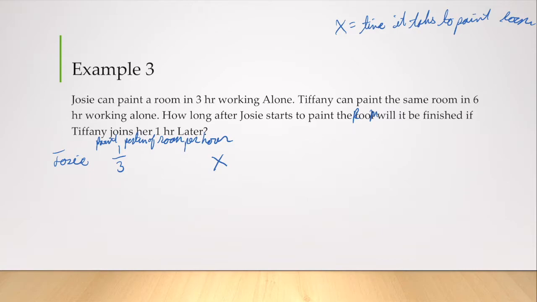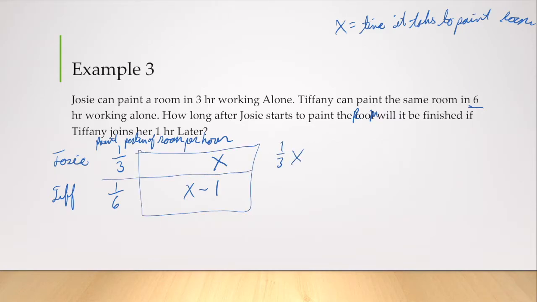And then Tiffany, well, it takes her 6 hours to paint a room, so she can paint 1/6 of a room per hour. But she's not there the whole time. She joins Josie 1 hour later, so we're going to take away an hour. So then I have 1/3 x. If I multiply across, when we used to set these up for the word problems, and 1/6 times x minus 1.